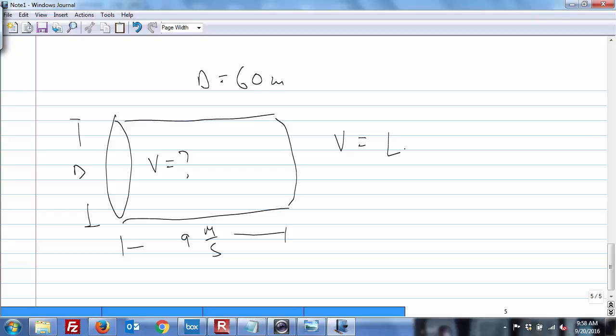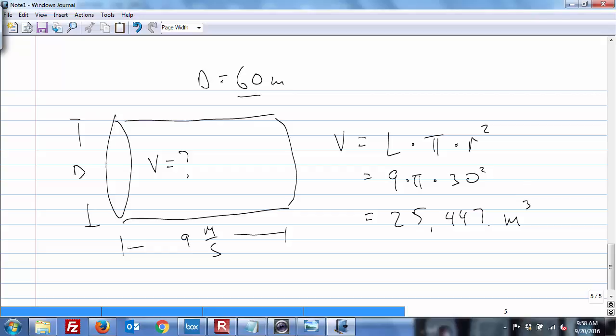the length or the height of the cylinder times pi times r squared. And r, of course, is just 1/2 d. Plugging in the numbers, we get 9 times pi times 30 squared, and of course the 30 comes because it's just half of the diameter, equals 25,447 cubic meters. Pretty big. It's a big wind turbine. Same type of turbine you'd see up on the High Line.